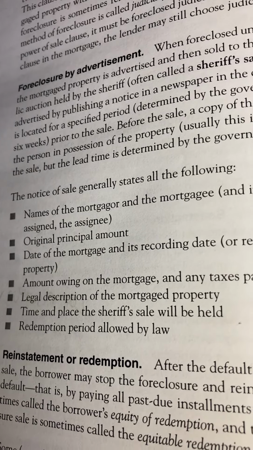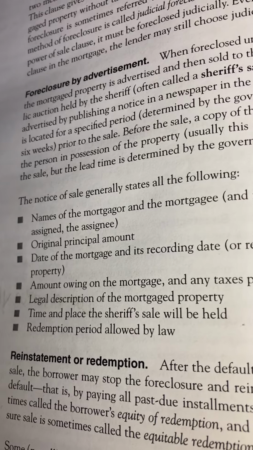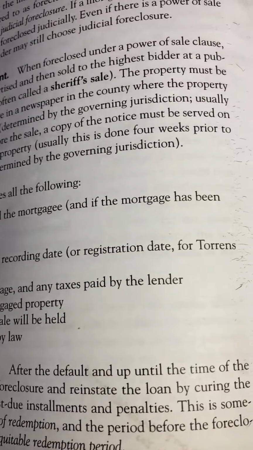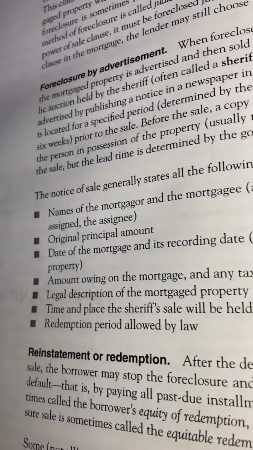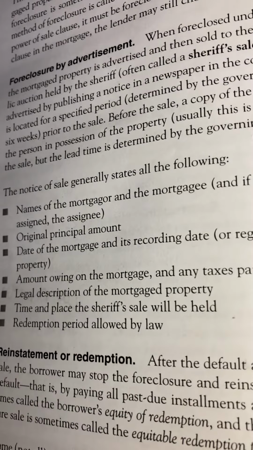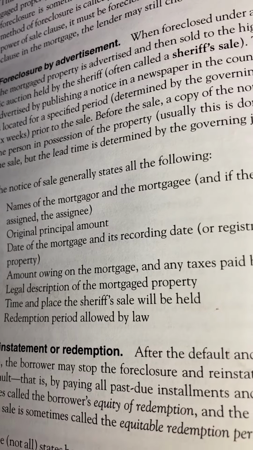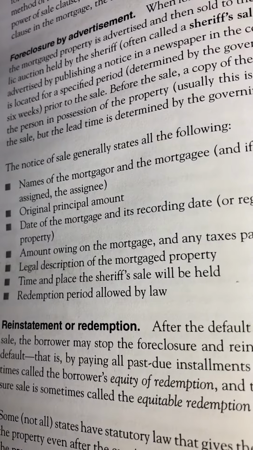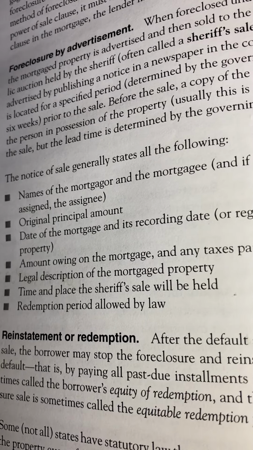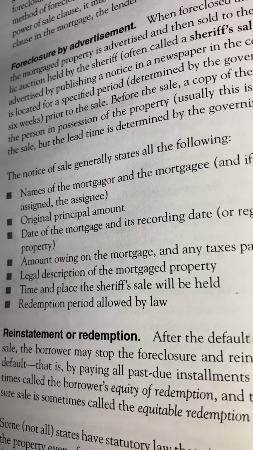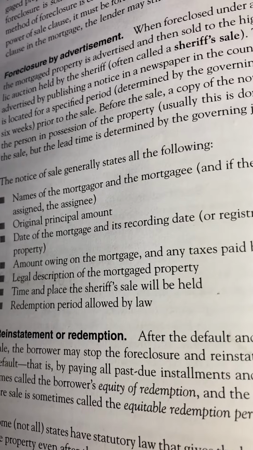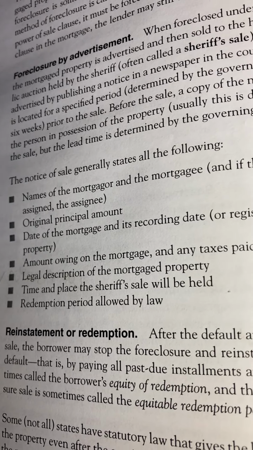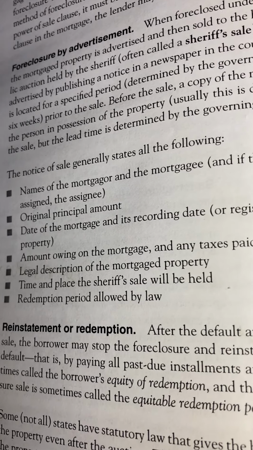Original principal amount, the date of the mortgage and its recording date or registration date for Torrens property, amount owing on the mortgage and any taxes paid by the lender, legal description of the mortgaged property, time and place the sheriff's sale will be held, redemption period allowed by law.